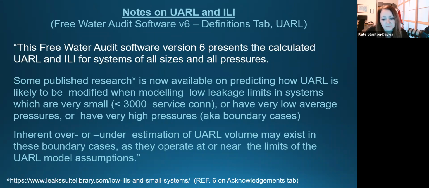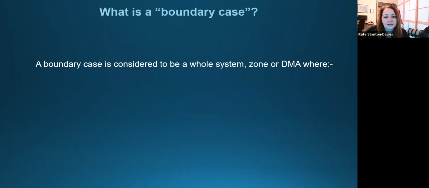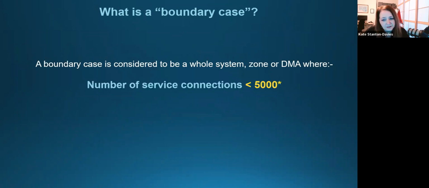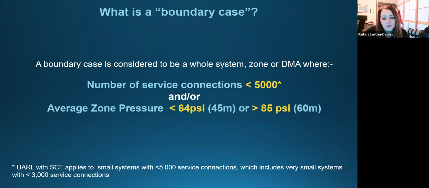There's a reference at the bottom, which is referenced in the free water audit software acknowledgements to the Leak Suite Library reference paper on this. So what is a boundary case? A boundary case is where you have a whole system, or it could be a zone within a system or a DMA, where you've got less than 5,000 service connections. You've also got average zone pressure which is less than 64 PSI or 45 meters, or it could be greater than 85 PSI, in other words, greater than 60 meters.